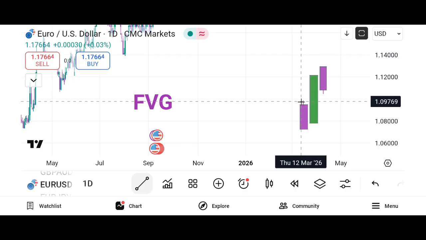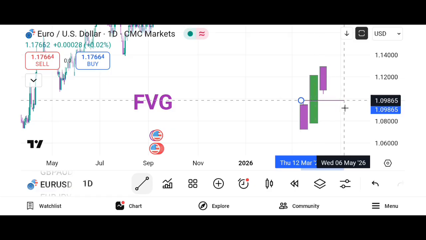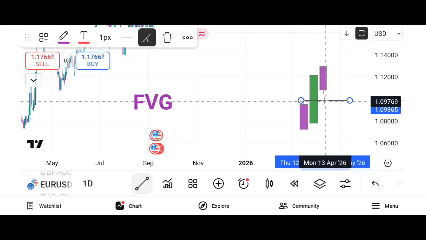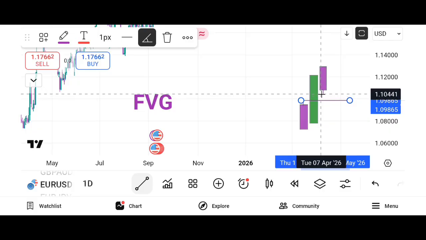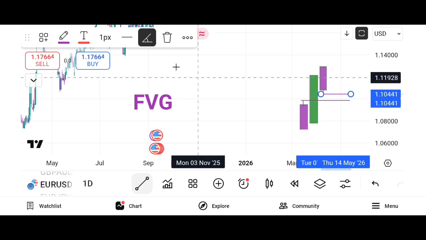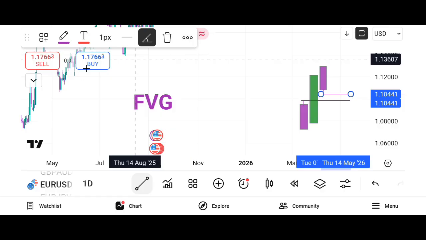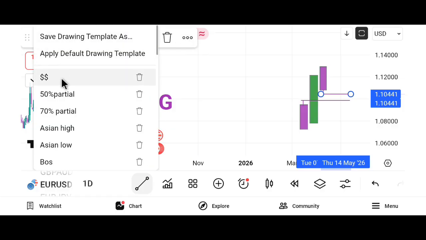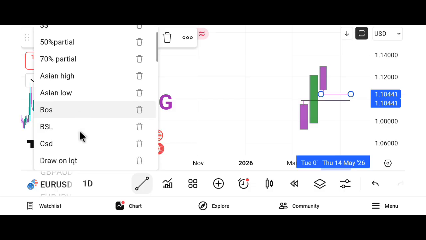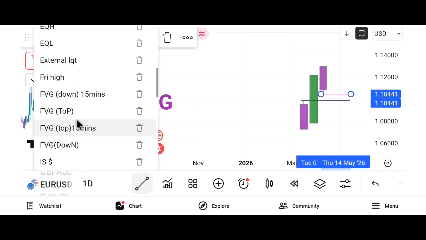So whenever there is a fair value gap in a market, it indicates volume, right? And you want to be trading on a market that has volume. Whatever you are trading, you want to be trading on a market that has volume. So fair value gap is that volume.